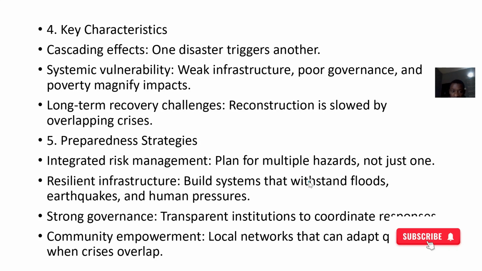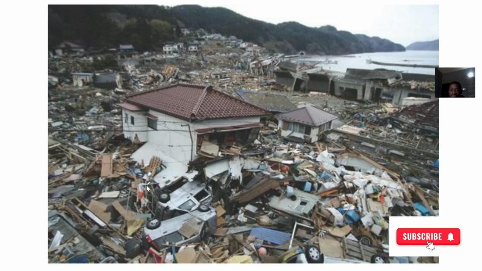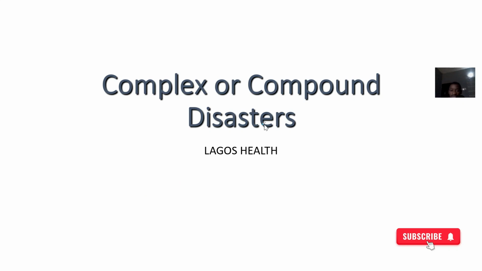So preparedness strategies are this: integrated risk management, plan for multiple hazards, not just one, strong governance, community empowerment, resilient infrastructure. So you build good buildings so that you can be able to tackle those issues when they come in. So that's what we got for complex hazard and complex disaster. They're actually two different things.